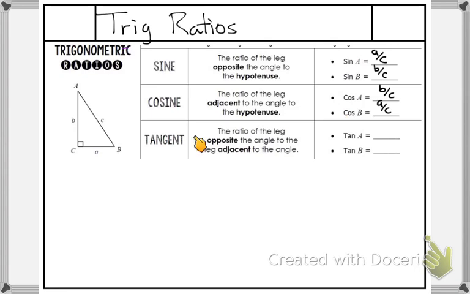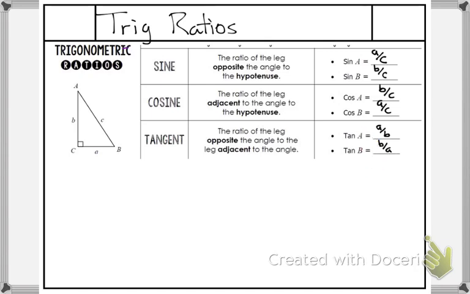Tangent is going to be the opposite leg over the adjacent leg. So for angle A, it'll be A over B. Then for angle B, it'll be B over A. Now in these, we notice that they are reciprocals of one another.